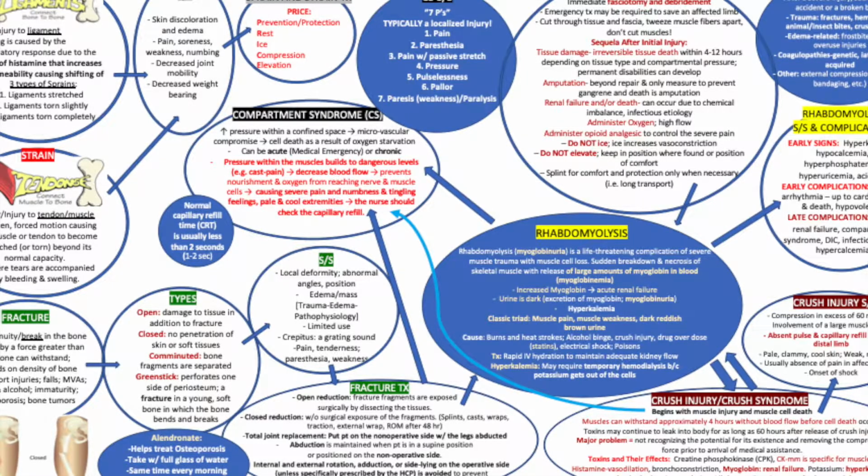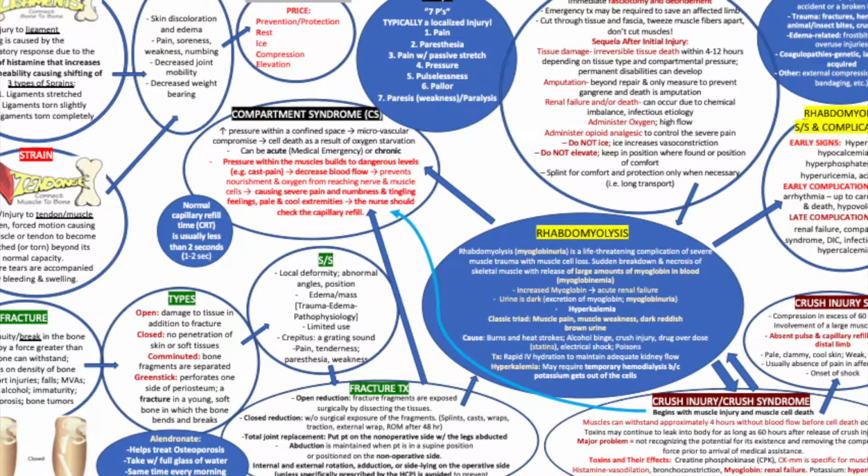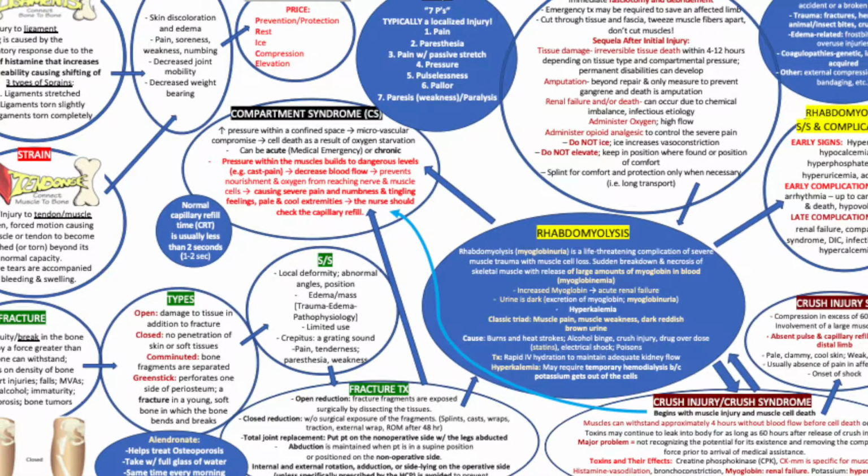In acute compartment syndrome treatment, since it is a medical emergency, you're going to need immediate fasciotomy and debridement, and emergency treatment may be required to save an infected limb. Branching from compartment syndrome, it can also lead to rhabdomyolysis, which is a life-threatening complication of severe muscle trauma with muscle cell loss. It is a sudden breakdown and necrosis of skeletal muscle with the release of large amounts of myoglobin in the blood, so you'll have myoglobinemia.